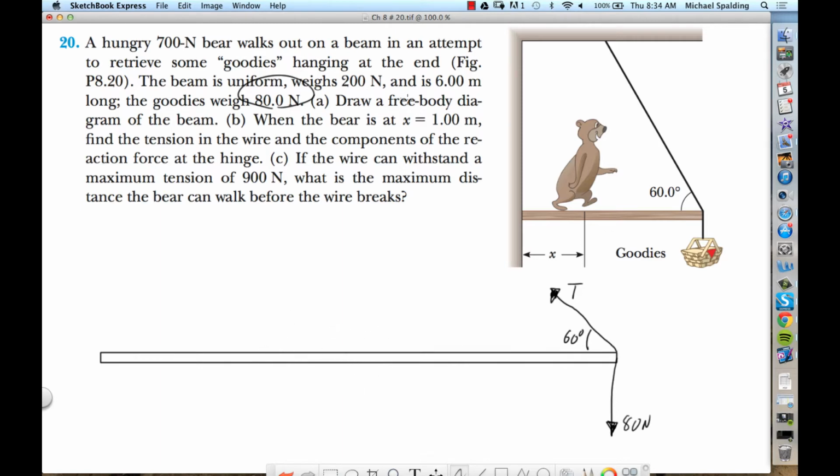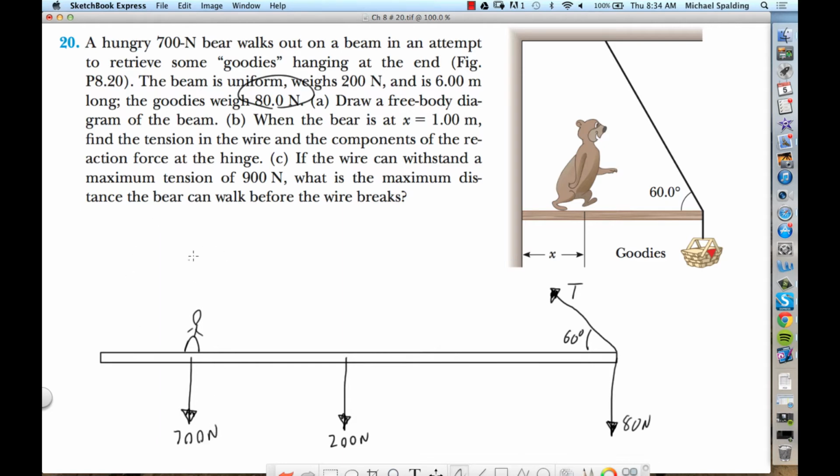Okay, the weight of the beam itself. So they tell us that the beam is 200. For a perfectly uniform object that's the same from end to end, you want to put the weight of the beam in the middle because that's where the center of mass is. So boom, right there in the middle, 200 newtons. We got this bear standing on the beam. That's a force on the beam. The bear is 700 newtons.